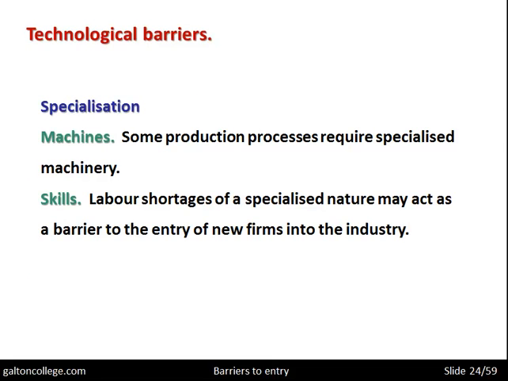There are also technological barriers. For example, specialization. Machines. Some production processes require specialized machinery. It may be difficult for new entrants to acquire that technology. It may be difficult for them to start production because they can't get the proper equipment, because perhaps it's too expensive, or perhaps also the suppliers of that equipment have a special relationship with the existing companies and are reticent to supply a new competitor because they don't want to alienate their existing customers.